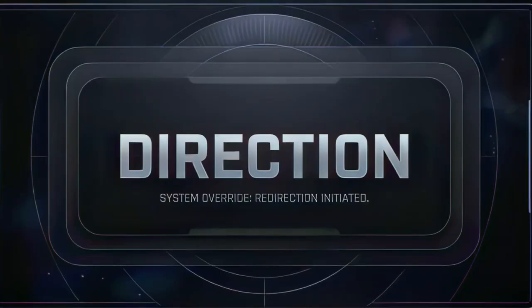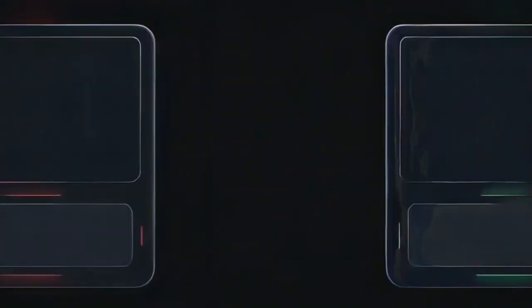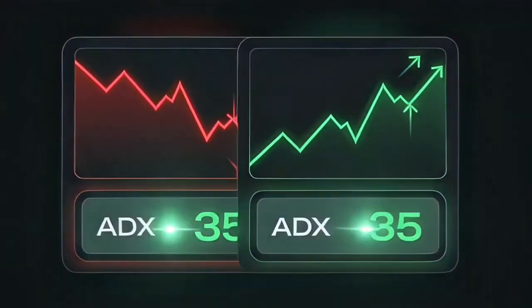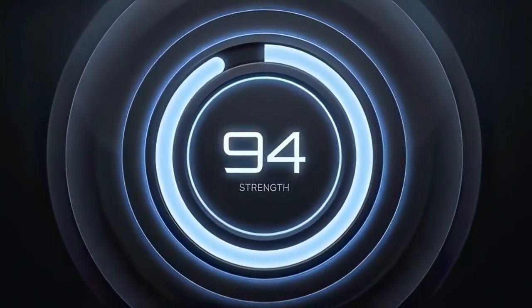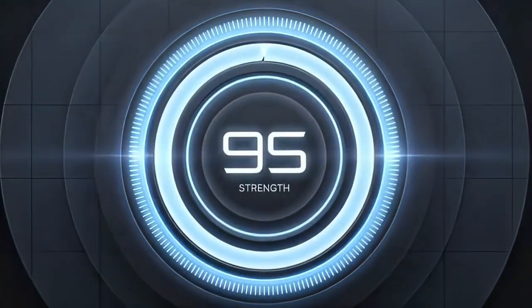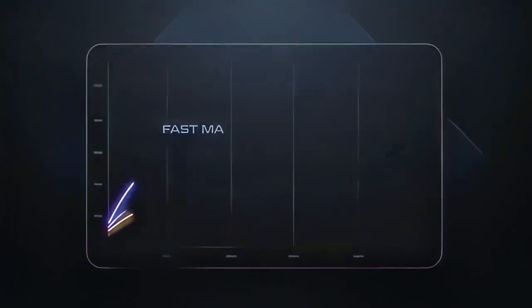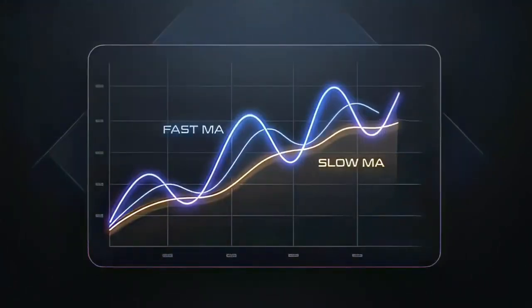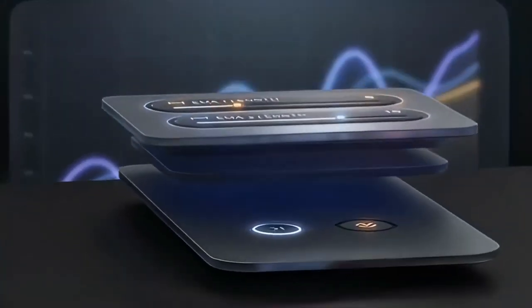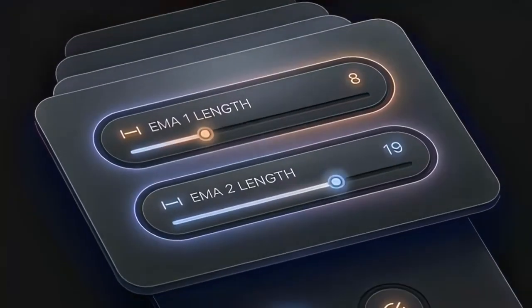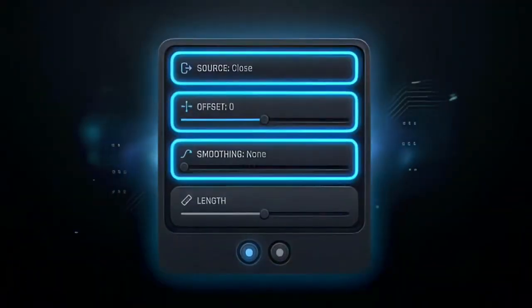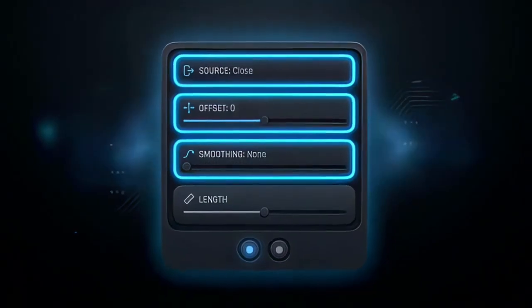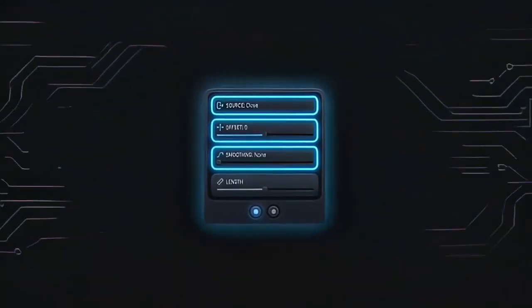It does not tell you direction. A reading of 35 during a violent collapse and a reading of 35 during a powerful rally are the same reading. It measures only the strength of directional movement, how committed the market is to going somewhere, with no opinion whatsoever about which way. So put two exponential moving averages on the chart, giving the fast one a length of 8 and the slow one a length of 19. And on both of them leave the source on the closing price, keep the offset sitting at 0, and the smoothing type set to none.